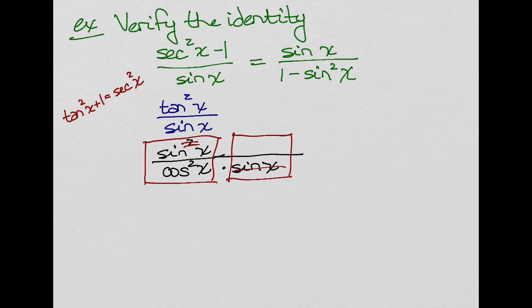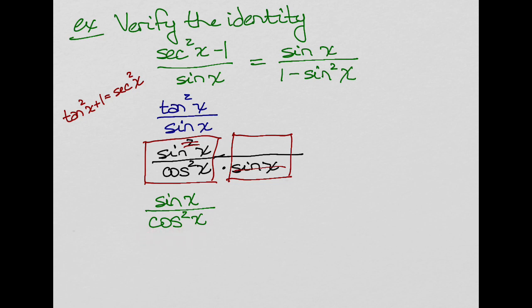And now I have sine x over cosine squared x. Well, the numerator matches what I want. That's a good sign. Maybe I'm heading in the right direction. But the denominator does not.